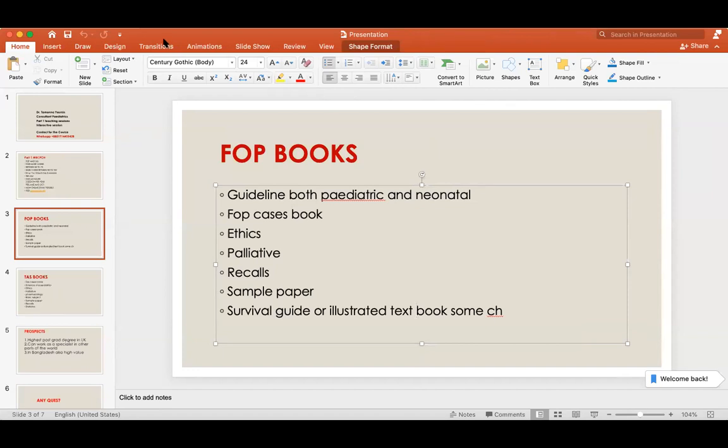Okay. So we discussed the FOB books, and we discussed the syllabus. Now, does anyone have any question regarding the FOB or the syllabus? Do you have any question, or shall we go to the next slide?